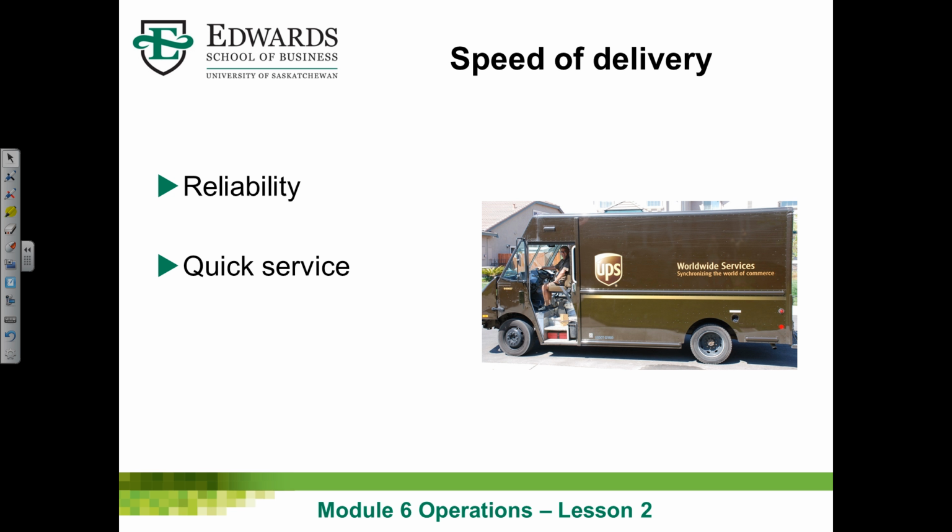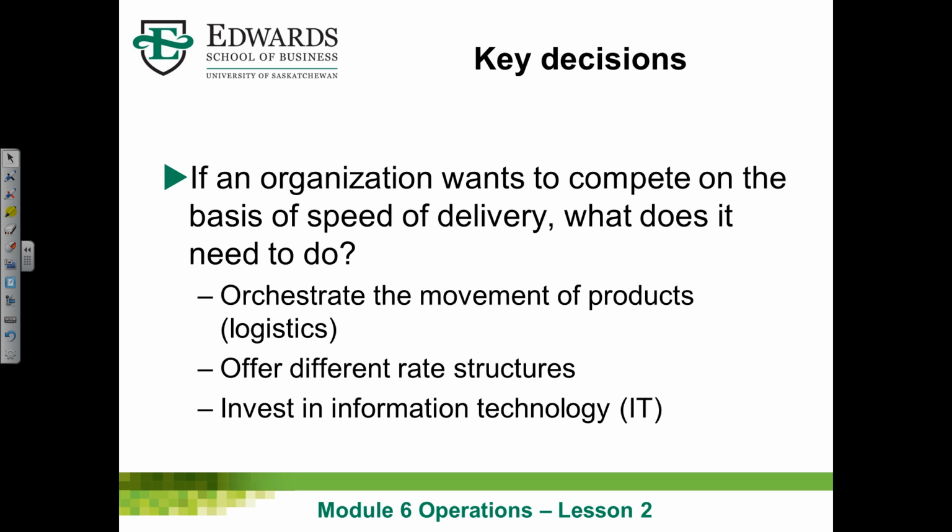How about speed of delivery? Here's an example of a UPS truck. We think of UPS maybe providing overnight service or next day service. If you want to offer reliability or quick service, then your competitive dimension, your dominant vector, would be speed of delivery. So if you want to compete on the basis of speed of delivery, what do you need to do?